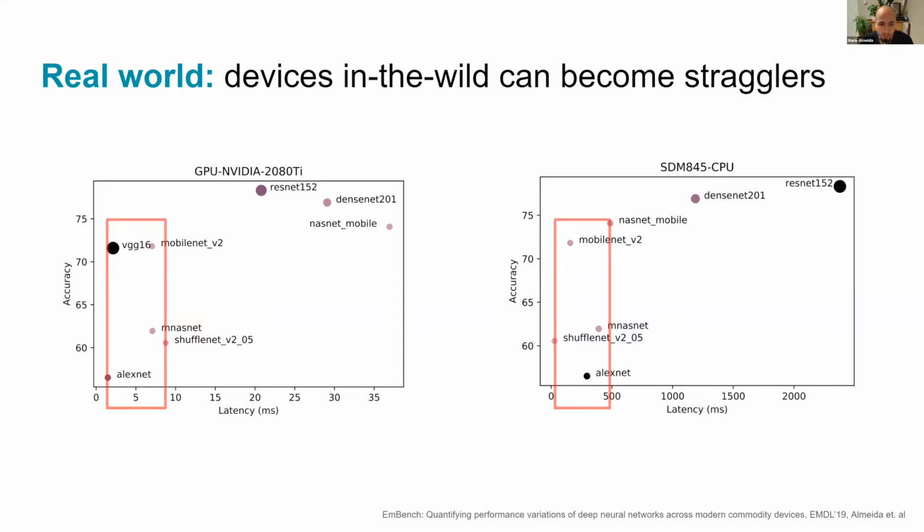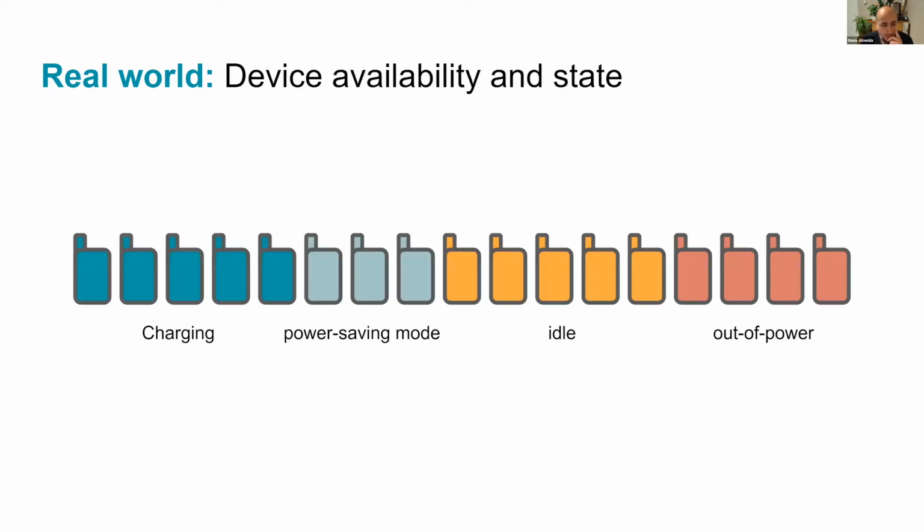Devices in the wild, like mobile phones, also tend to be quite slow at running machine learning models. Here you see an example of the latency achieved for various well-known deep neural network models on a desktop GPU on the left, and on the right on a mobile CPU, I believe from the S9. You can see that the same model can take up to two orders of magnitude more time to perform inference.